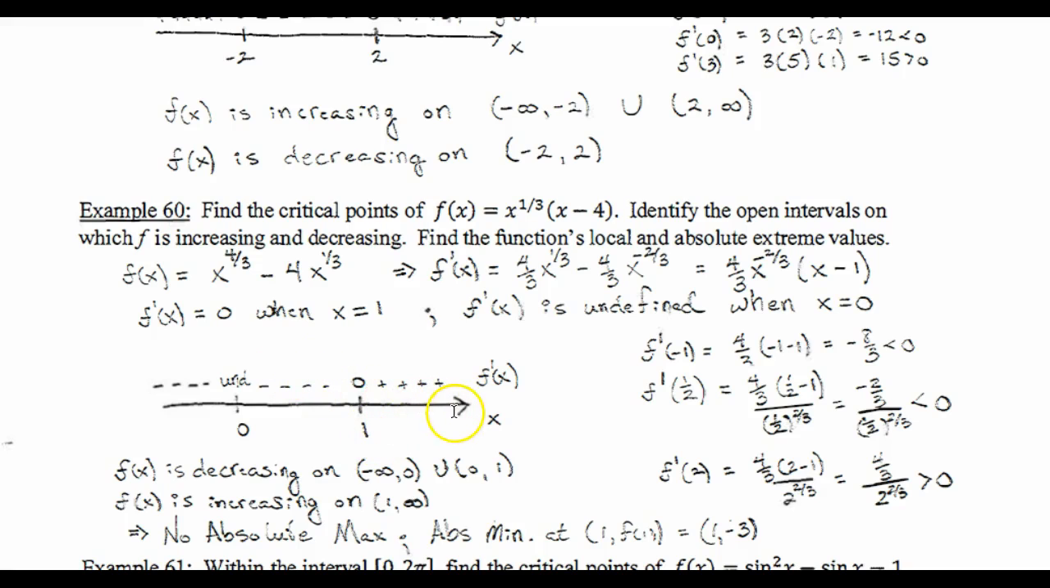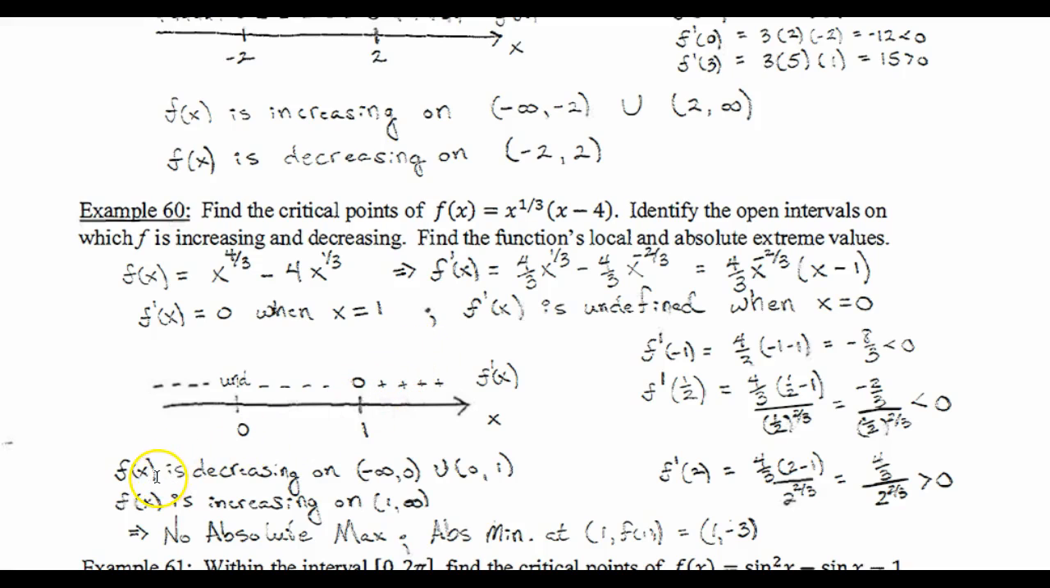And then for x greater than 1, I checked f prime of 2. When I plug all that in, that's a positive number divided by a positive number, so that's also positive. So then I put a bunch of plus signs, and I should have put an up arrow here just to indicate I have an increasing function on that interval.